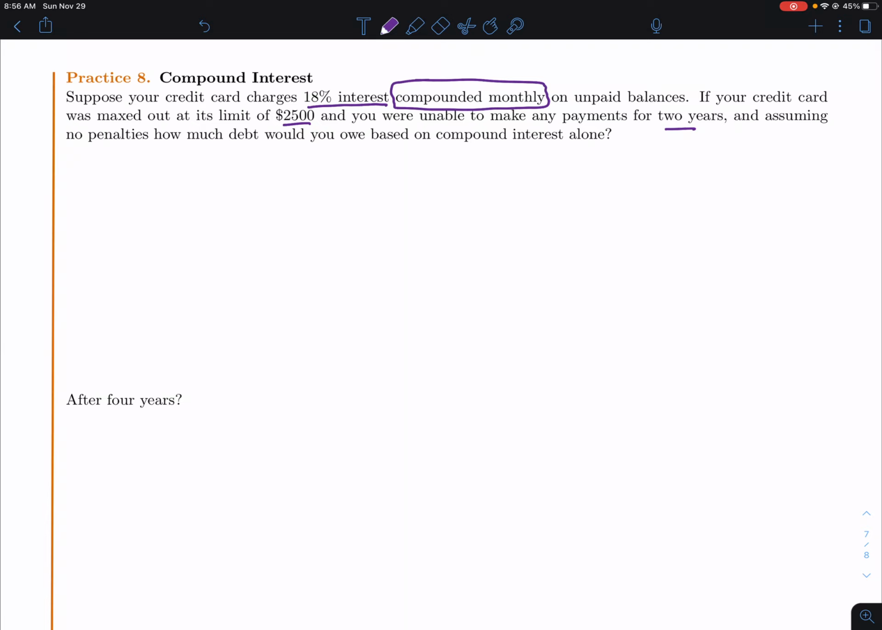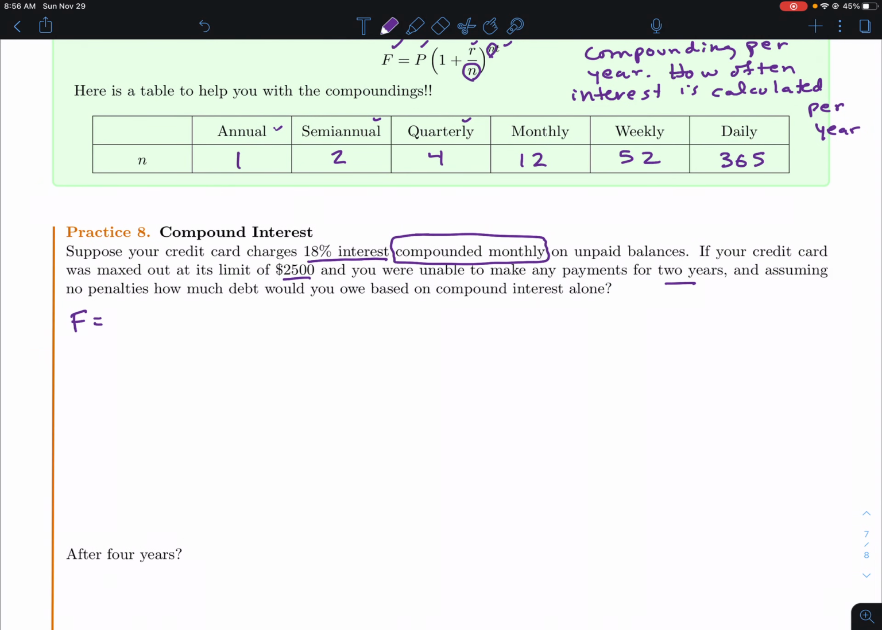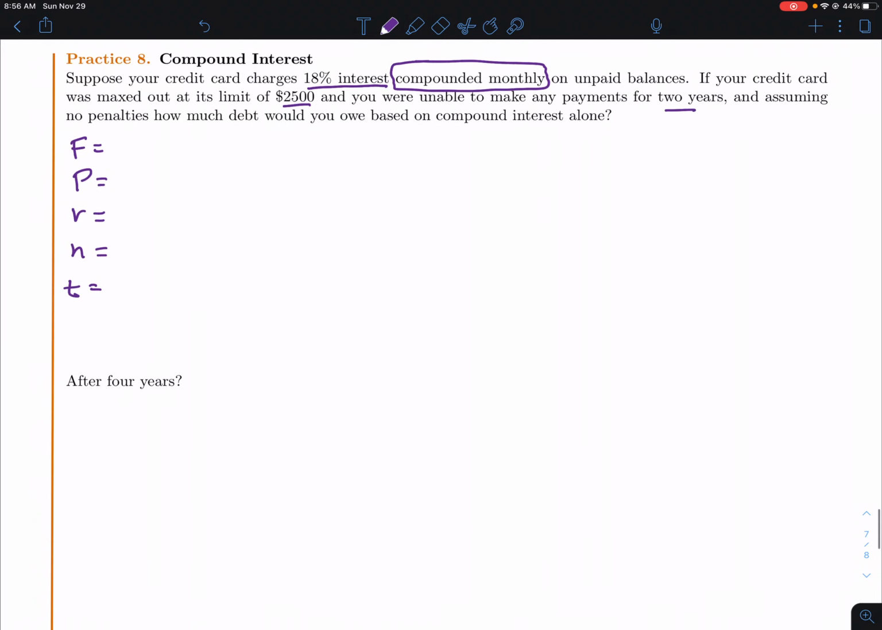All right, so again, if we remember our formula, we need to know F, P, R, N, and T. In this case, our F is the thing we're looking for. Our P is going to be the 2,500. Our interest rate is the 18%, but as a decimal, so 0.18.